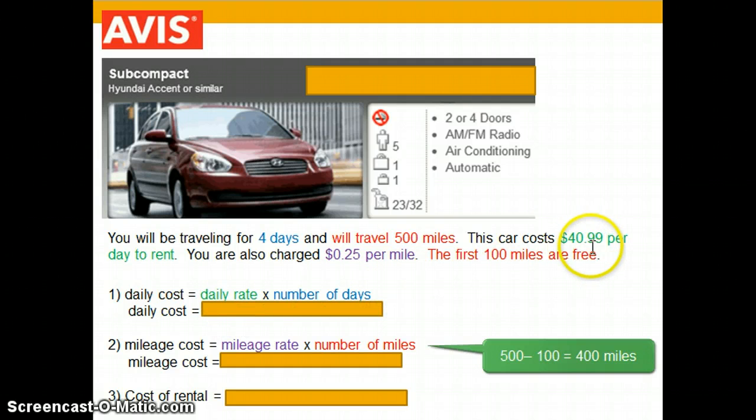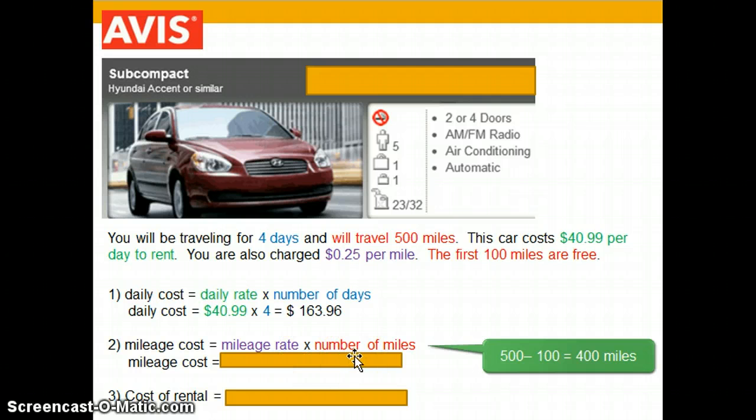That is $40.99 per day times the number of days. You're traveling for 4 days. Okay, so I'm going to reveal, and I would encourage you throughout this recording, when you feel like you're ready to just jump into a problem and you've heard enough from me, pause the recording, work it out on your own, and then you can keep going and see if you have it right. Okay, so the daily cost is $40.99 times 4, $163.96. Mileage cost is your mileage rate, 25 cents, times the number of miles.